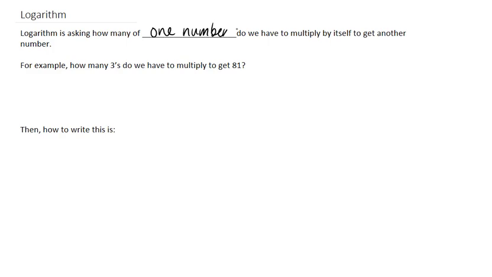A logarithm is asking how many of one number do we have to multiply by itself to get another number. So for example, how many 3's do we have to multiply to get to 81?